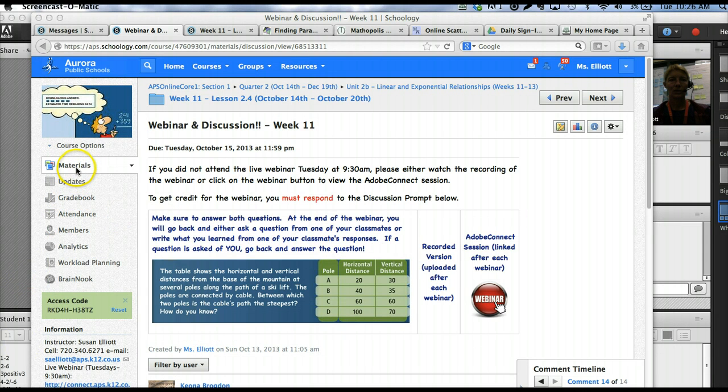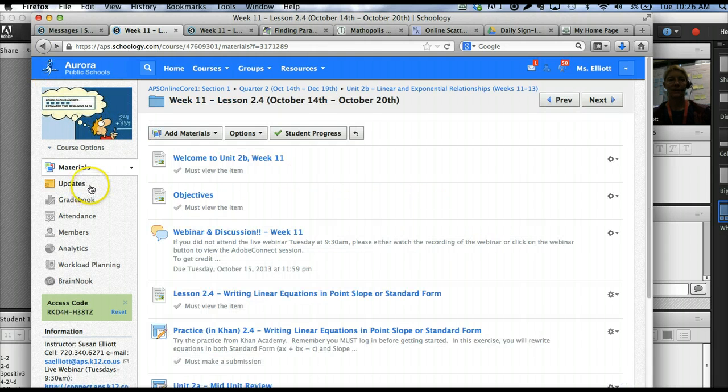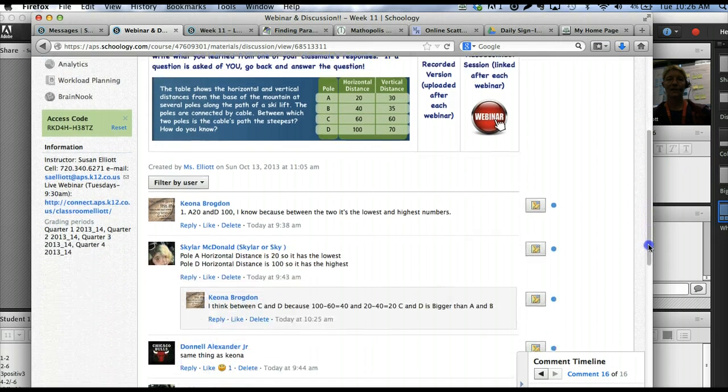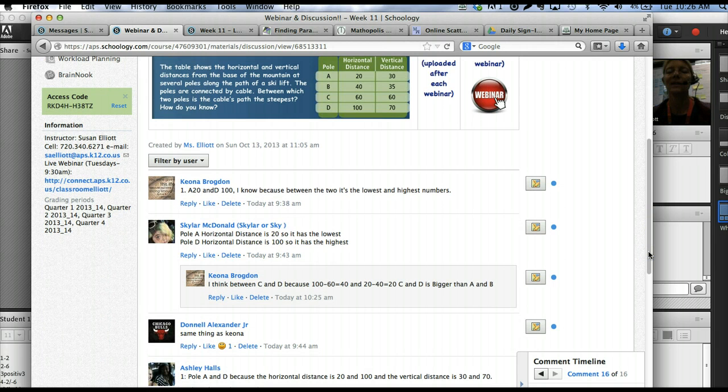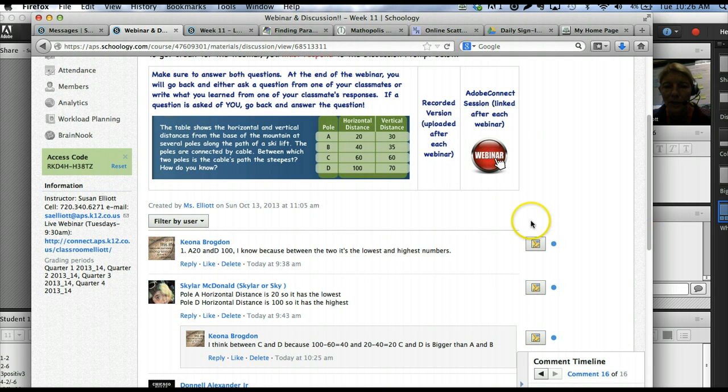Okay, so let me refresh the screen real quick and see what you guys did. All right, so Kiona said, I think between C and D. Good, because 100 minus 60 is 40, and 20 minus 40 is 20. So between these two, you've got 20, you've got 40 here. I'm not sure, Kiona, what the 20, oh, because you were comparing 20 minus 40 is 20, okay.